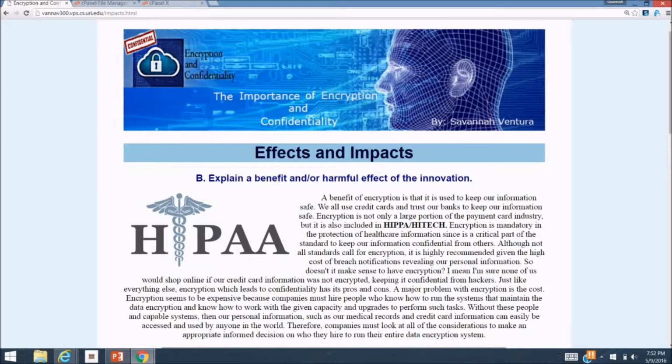I mean, I'm sure none of us would shop online if our credit card information was unencrypted, keeping it confidential from hackers. Just like everything else, encryption, which leads to confidentiality, has its pros and cons. A major problem with encryption is the cost.